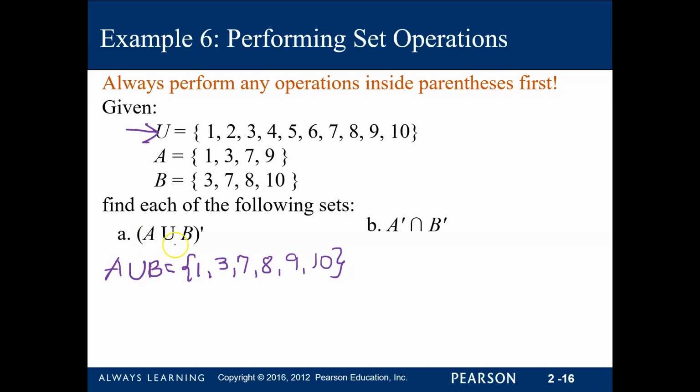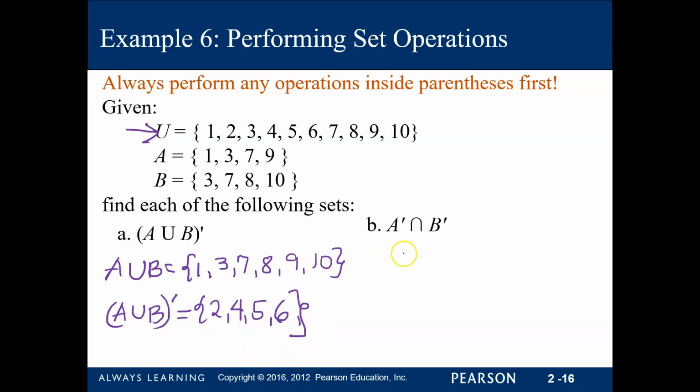Now, according to this, whatever was the union, we need to find the complement of it. So what is not in it? That now is our second operation. What is not in this set? So 1 is there. Where do you refer? Again, refer to the universal set. So 1 is there, 2 is not. So 2, 4, 5, and 6. That is how you can look at that.